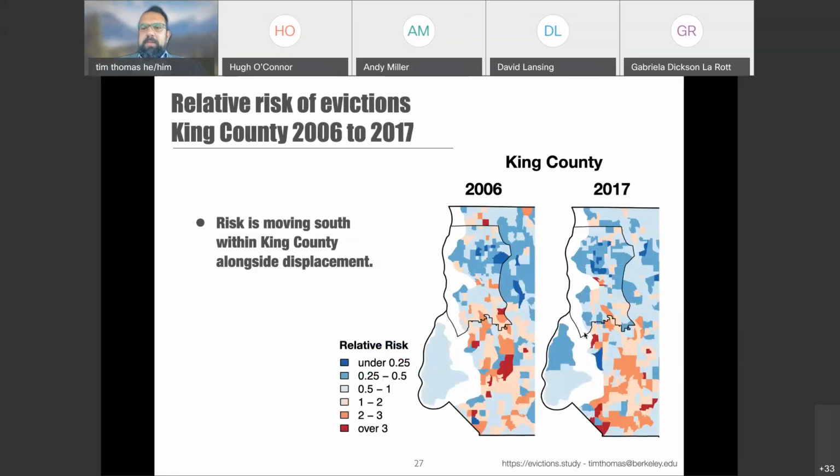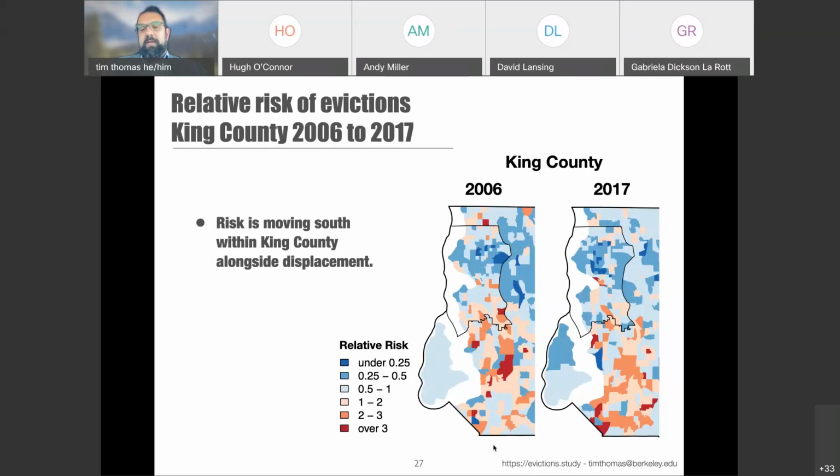We also did some temporal analysis of what's going on in King, and we looked at the relative risk of eviction, which is basically determining how bad eviction is in an area as compared to the rest of the area. So the risk can be high, such as in these dark red areas. This doesn't show too well, but when we did a temporal analysis, we found that eviction risk is moving south, which is an interesting phenomenon in itself.